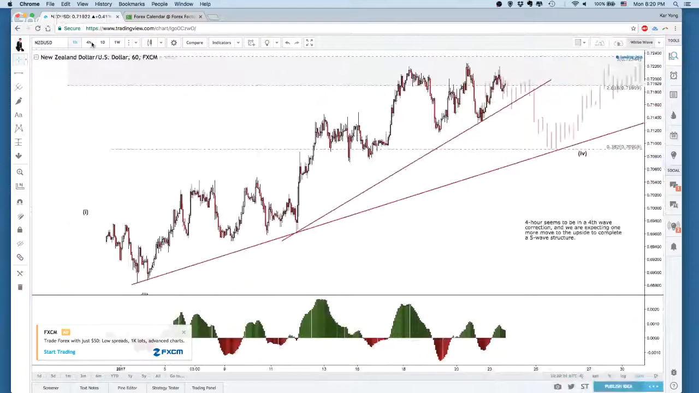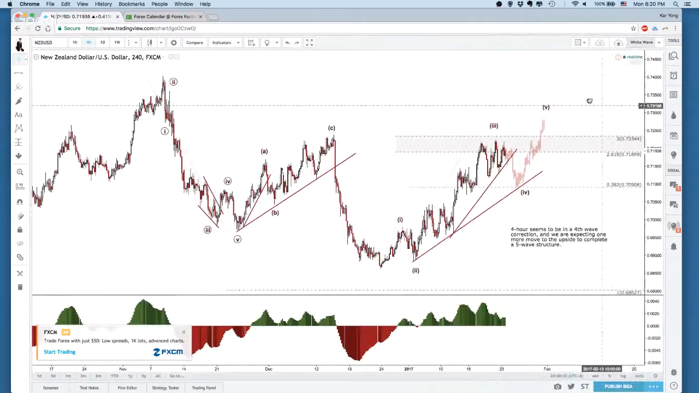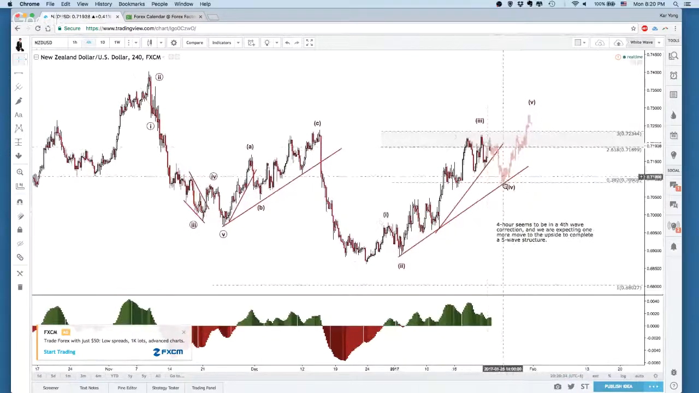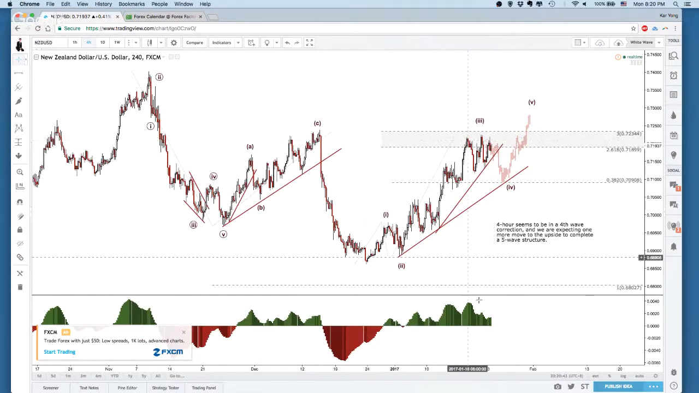If I bring you to Kiwi dollar, it's actually very similar as well, on the 4-hour time frame. When this break comes, we are expecting a very short-term trade and then one more upside. The only difference here is that on Kiwi, in this rally up here, there is no divergence.